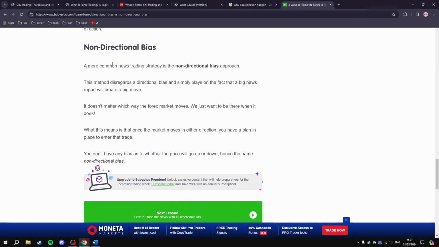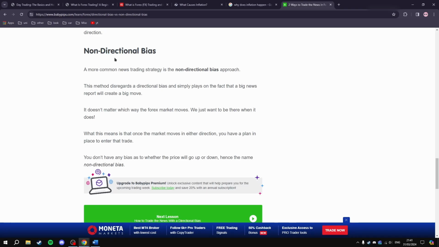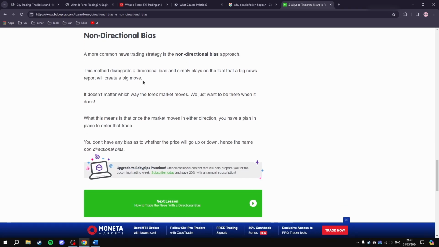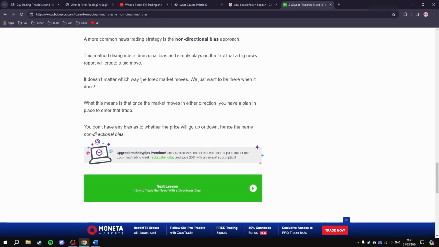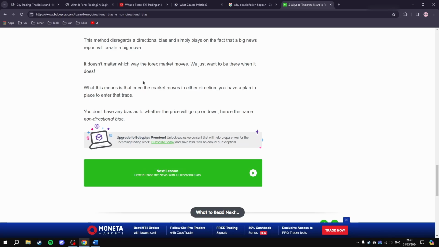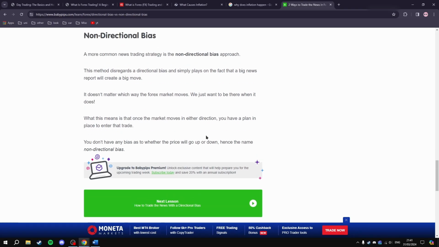Non-directional bias. A more common news trading strategy is the non-directional bias approach. This method disregards the directional bias and simply plays on the fact that a big news report will create a big move. It doesn't matter which way the Forex market moves, we just want to be there when it does. What this means is that once the market moves in either direction, you have a plan in place to enter that trade. You don't have any bias as to whether the price will go up or down, hence the name non-directional bias.